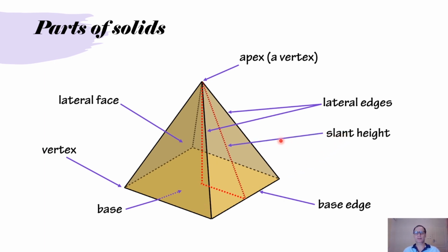The slant height is the length down here, which is the height of that triangle. This is the height of the actual pyramid from the apex to the base.